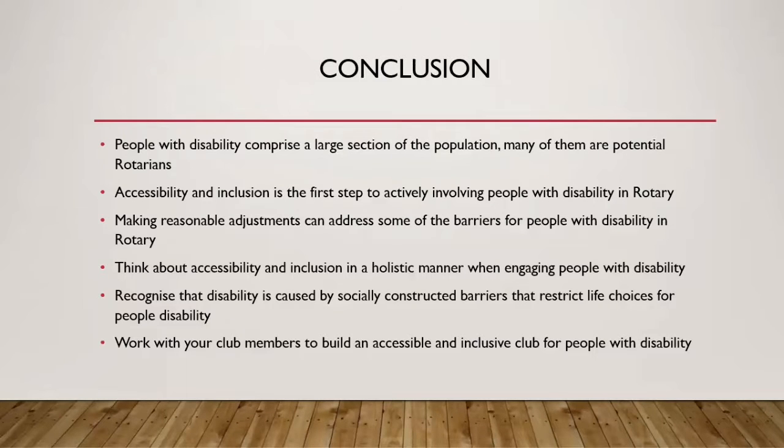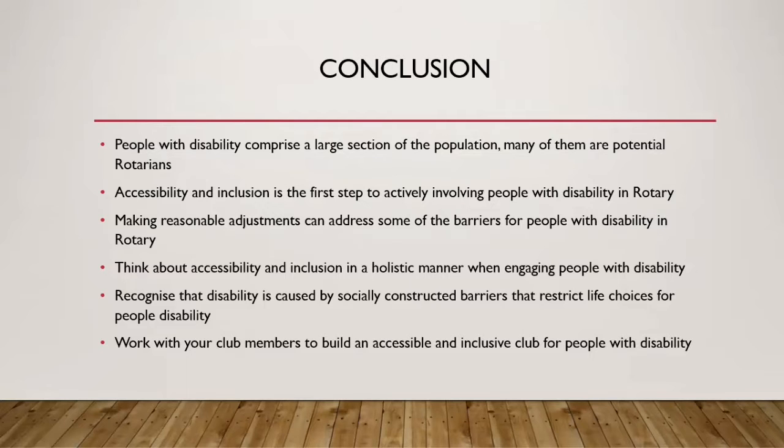So in conclusion, people with disability comprise a large section of the population, and many of them are potential Rotarians. Accessibility and inclusion is the first step to actively involving people with disability. And making reasonable adjustments can address some of the barriers that might affect people with disability in Rotary. And we can also think about accessibility and inclusion in a holistic manner when engaging with people with disability, and go beyond the notion of ramps and toilets being the main accessibility features.